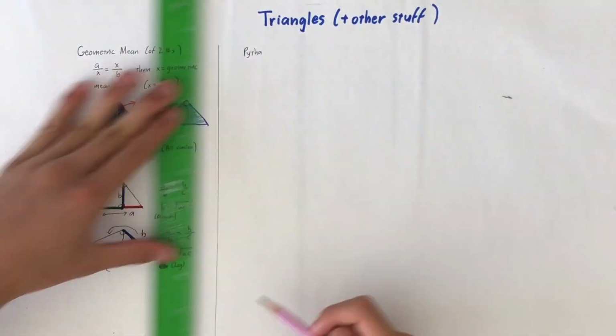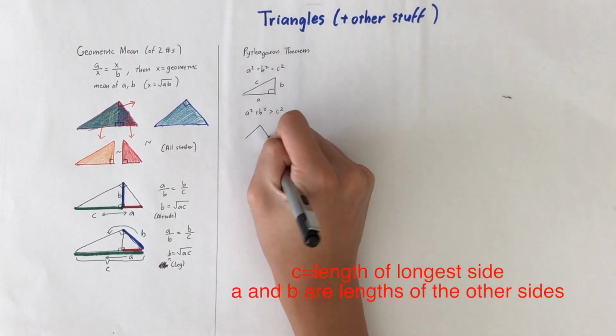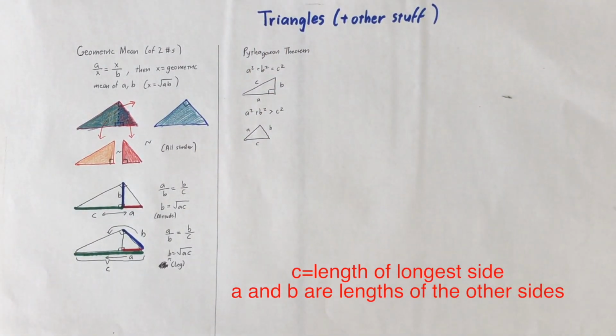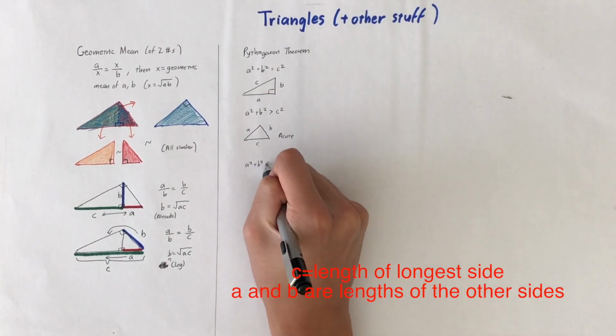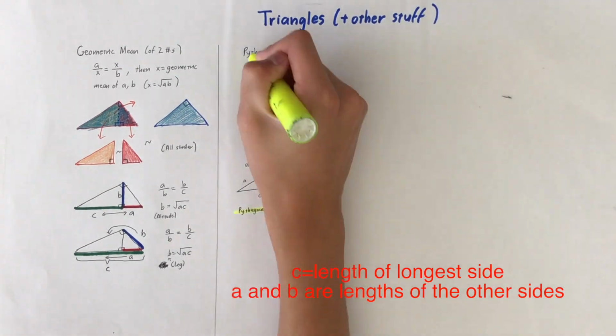Next, we learned about the Pythagorean Theorem, which defines the sides of a right triangle. A squared plus b squared equals c squared if it's a right triangle. But if a squared plus b squared is greater than c squared, then it's an acute triangle. And if a squared plus b squared is less than c squared, then it's an obtuse triangle.